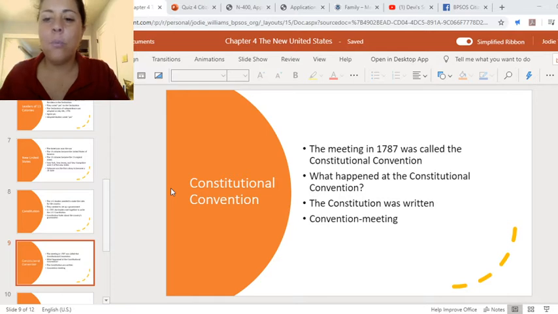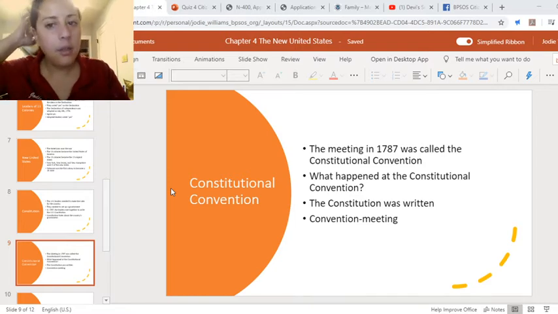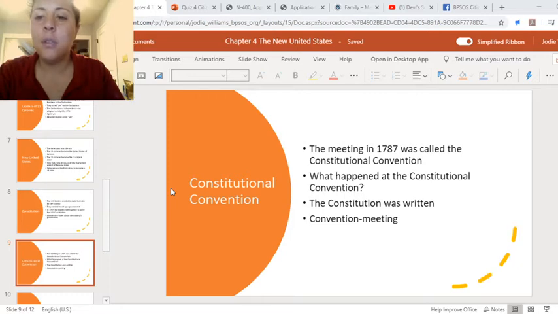Let's talk about when the Constitutional Convention happened and what it did. This is on page 57 in your book. Constitutional Convention. The meeting in 1787 was called the Constitutional Convention. So you can answer, when was the Constitutional Convention? The answer, 1787. Okay?